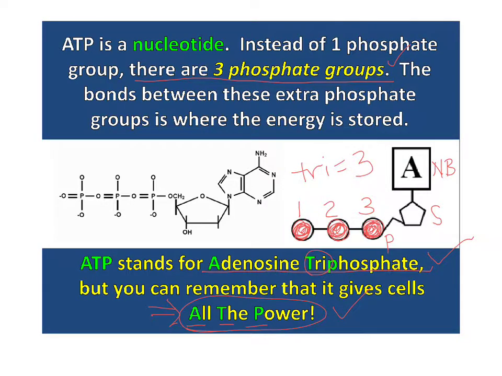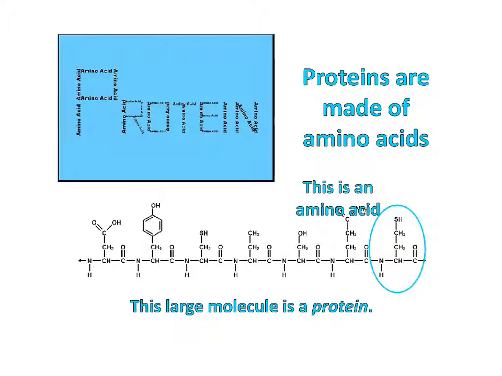Okay, turn over to the back of your notes. All right, proteins. This is beginning the back page of the notes. Proteins are made from amino acids. That's the first one on the back page of your notes. You already know this. We've been doing it for almost a week and a half now. This large molecule is called a protein. Each one of these smaller units is an amino acid.